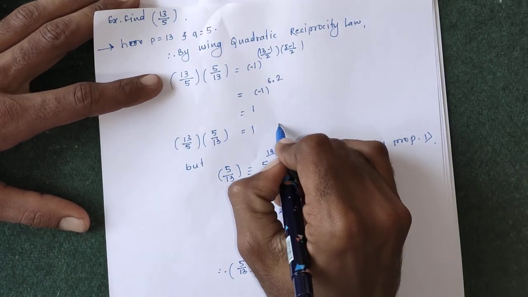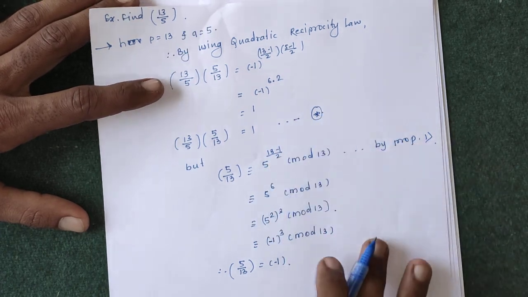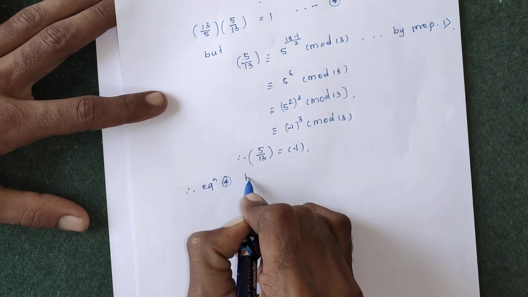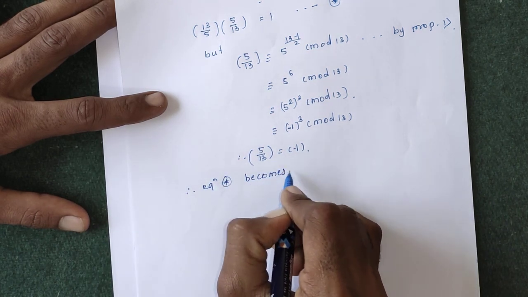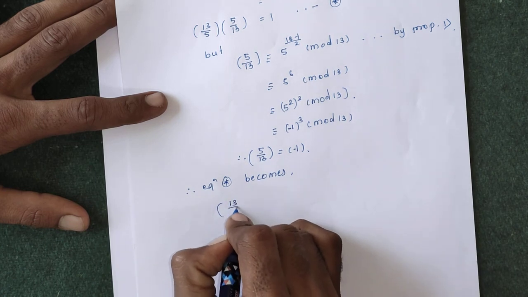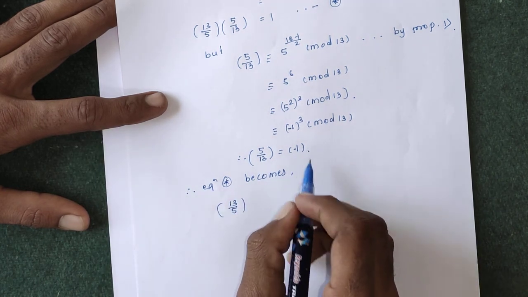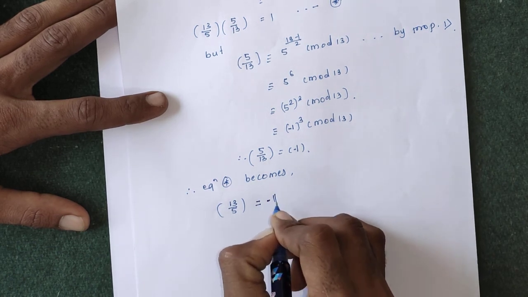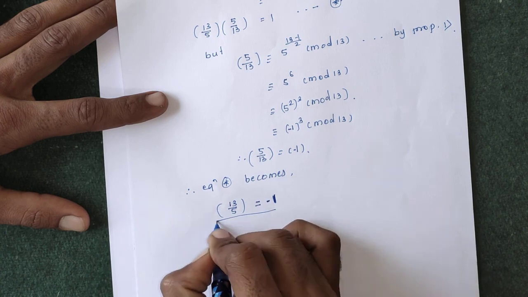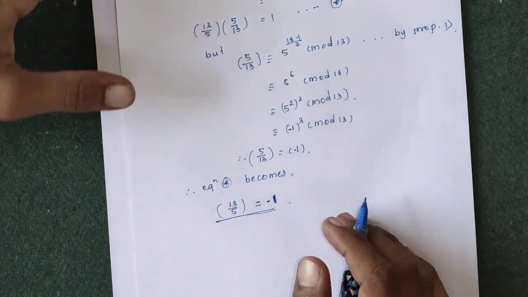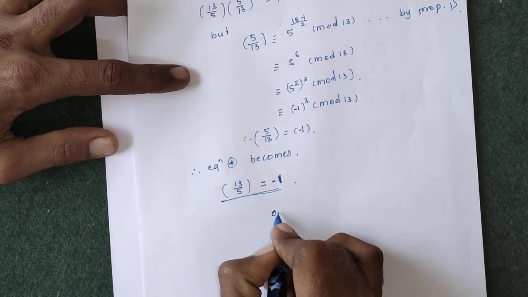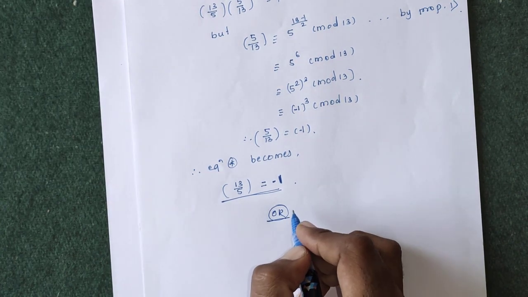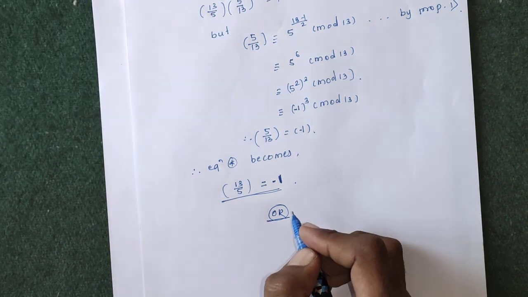Now by putting the Legendre symbol of 5 and 13 in this equation star, equation star becomes Legendre symbol of 13 and 5 into minus 1 is equal to 1. So multiplying both sides by minus 1, we get the Legendre symbol of 13 and 5 is equal to minus 1. Now this is the solution by quadratic reciprocity law. Another solution is by using the theorem that we have seen earlier.